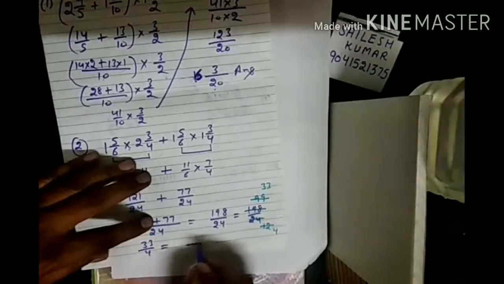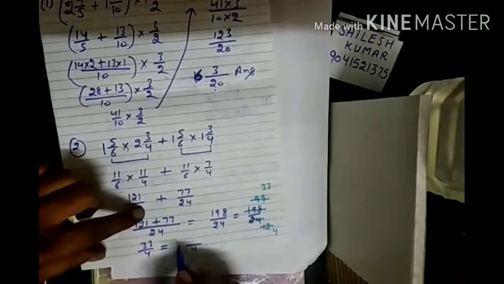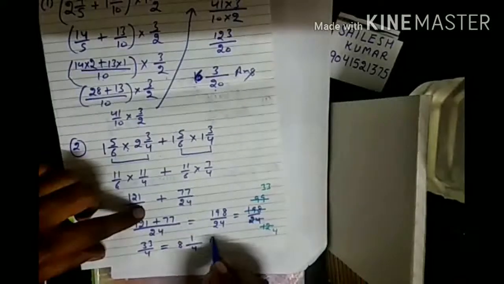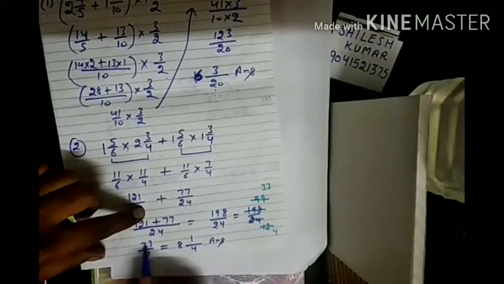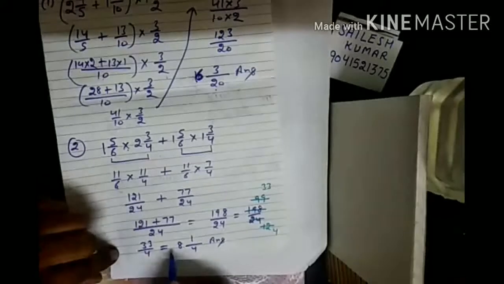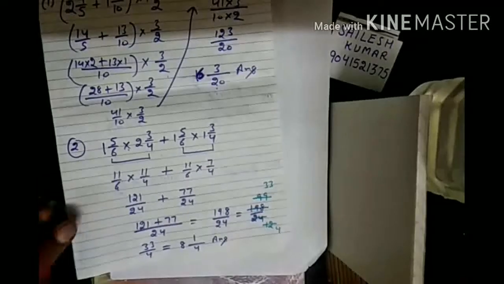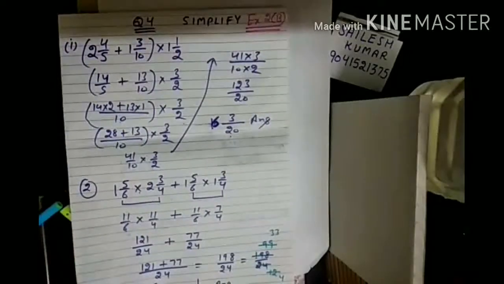Now, after division, we convert this improper fraction into a mixed fraction. In this way, we can solve these questions.